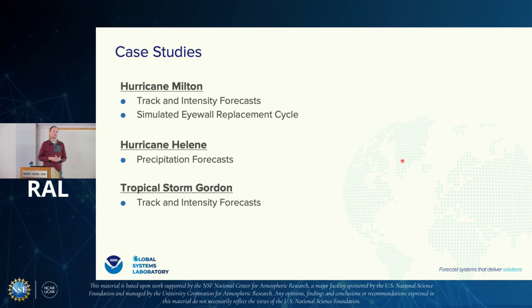Simulated eye-wall replacement cycle, we were also able to see in multiple different forecast cycles this MPAS being able to resolve the internal dynamics to produce forecasts of explicit eye-wall replacements that were very similar to what occurred in reality. Hurricane Helene, of course, the catastrophic flooding in the southern Appalachians. We'll take a look at some of the precipitation forecasts associated with that. And then Gordon, I've alluded to several times here. Spoiler, take a look at some of what's going on with the track and intensity forecasts from our modeling system there.